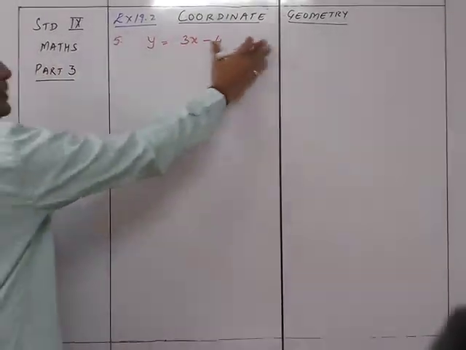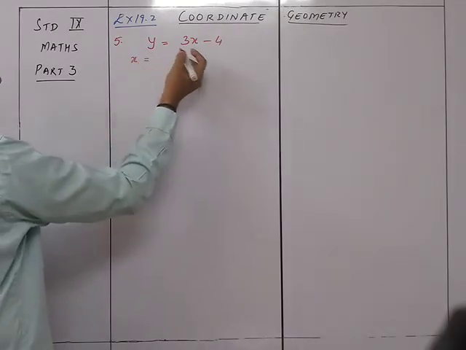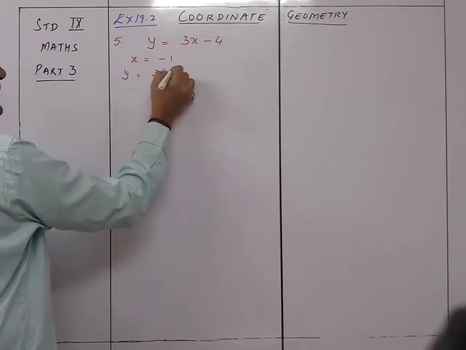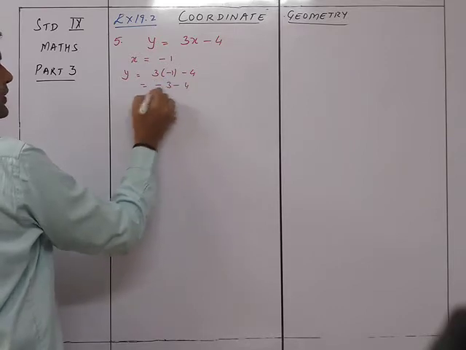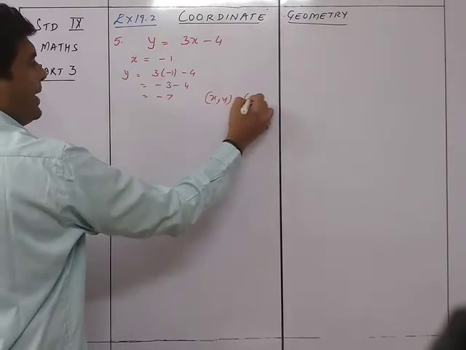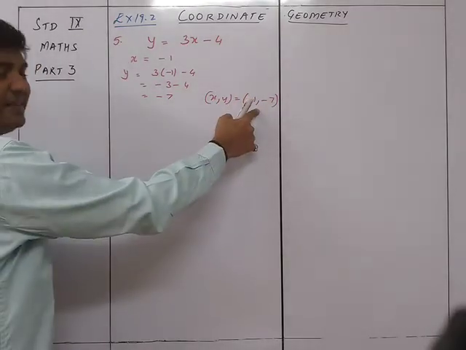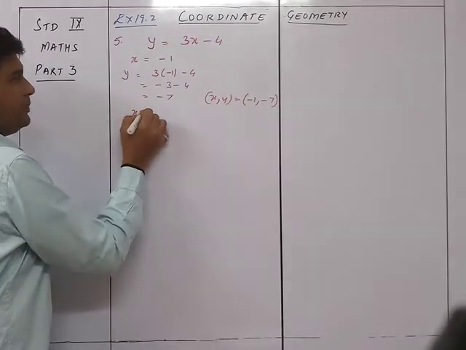So x is my independent value, so we have over here x is equals to, we'll take it as minus 1 first. So y will be equal to 3 into minus 1 minus 4. So that will be minus 3 minus 4 is equals to minus 7. So x comma y will be equal to minus 1 comma minus 7. If I feel that minus 7 will be a bit big, then I'll take the next one. So initially right now let me just check it out.